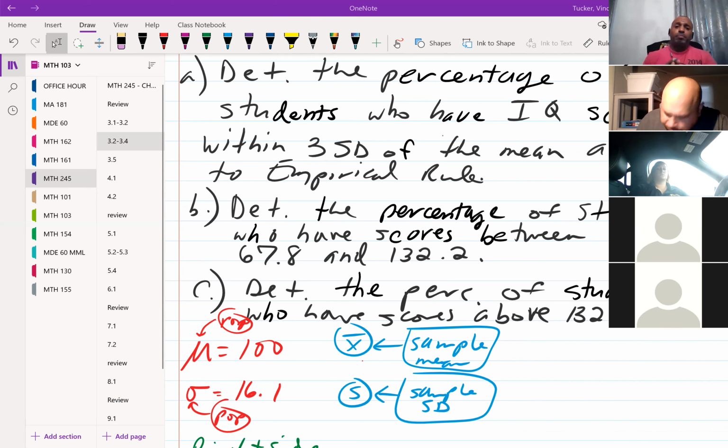All right, so when it comes to any problem, it's always good to write down the given pieces of information first. So the first thing I establish is that our mean, they gave us our mean is 100, standard deviation 16.1. Now we are talking about students taking IQ scores, so I just called it our population.